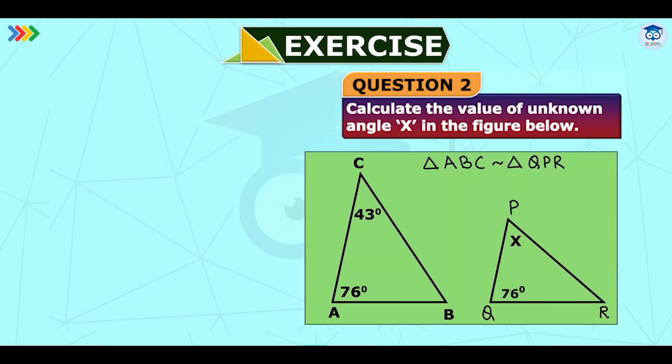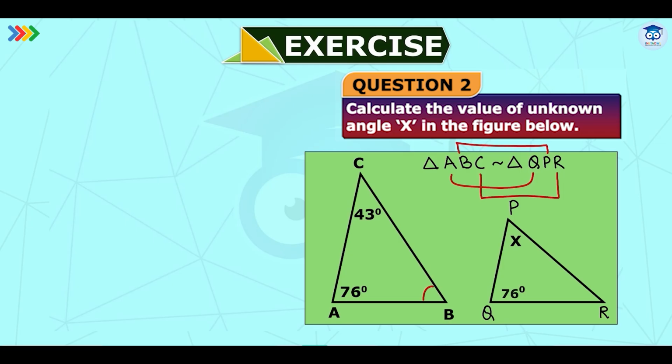So here in this question, it is given that these two triangles are similar, so we are going to calculate the unknown angle x value, that is angle P. It is given that triangle ABC is similar to triangle QPR. It means the corresponding angles are equal. That is, angle A is equal to angle Q, angle B is equal to angle P, and angle C is equal to angle R. So if we calculate the value of angle B in this triangle, then it will be the same as this unknown angle.